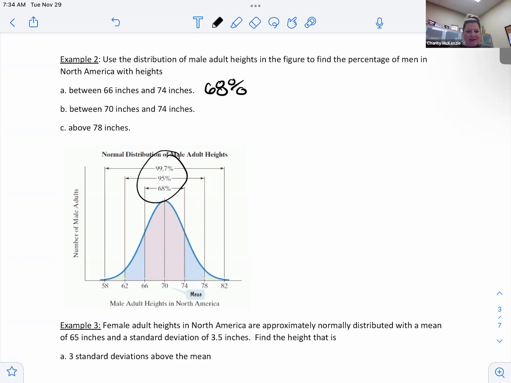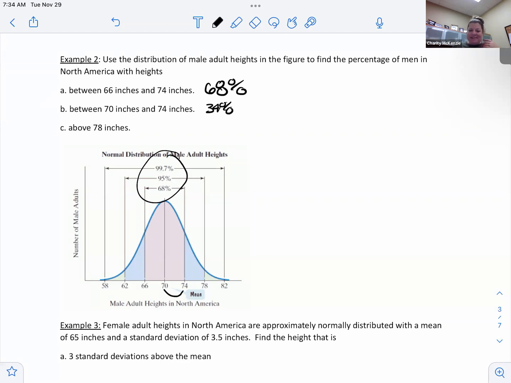B. How many are between 70 and 74? Okay, right here. Well, isn't that half of 68? So 34. So this would be 34%. If I know the whole thing is 68, I can say that's 34%.